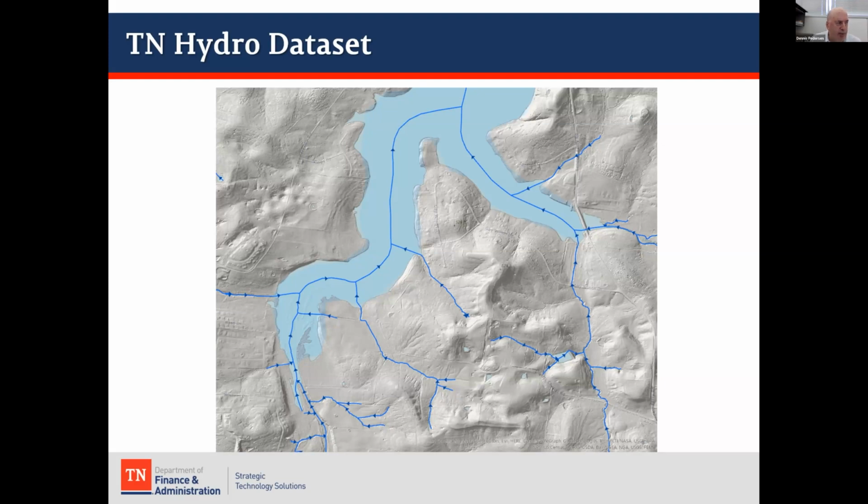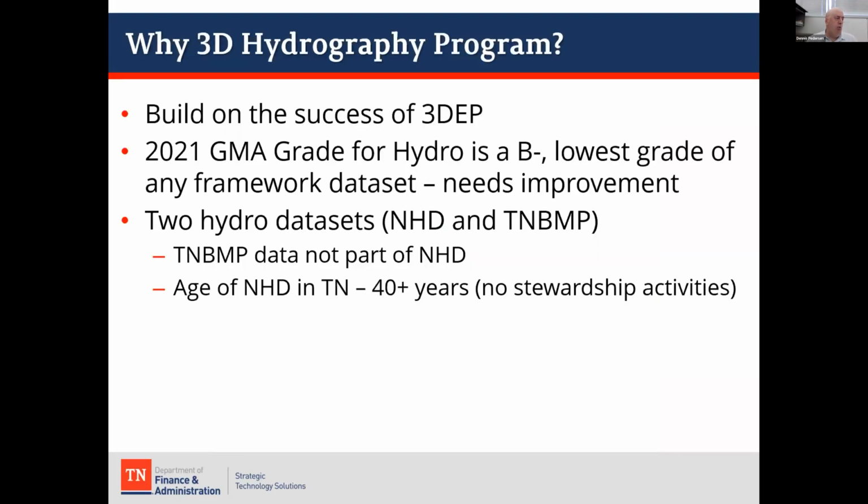So we've been working with this duality for many years now, and when we first heard about 3DHP, we really wanted to jump on this. If you look at the GMA grade for our hydrography from 2021, it's a B-, the lowest of any grade that we have for our framework data sets.